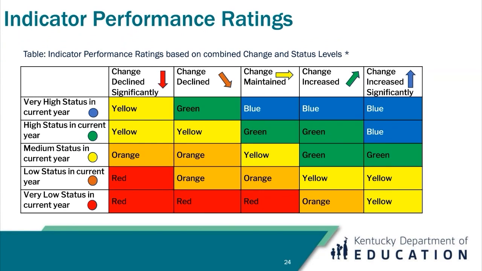This table shows how to find an indicator performance rating based on the combined change and status levels. You will likely become very familiar with this table because you'll reference it for each of your indicators. Down the left-hand side of the table, we have status ranging from very high to very low. And across the top, we have change ranging from declined significantly to increased significantly.